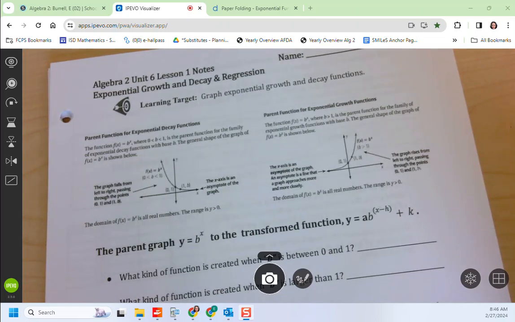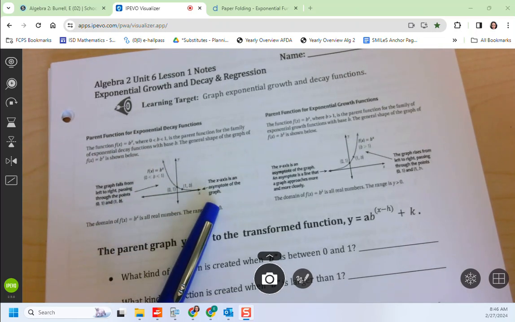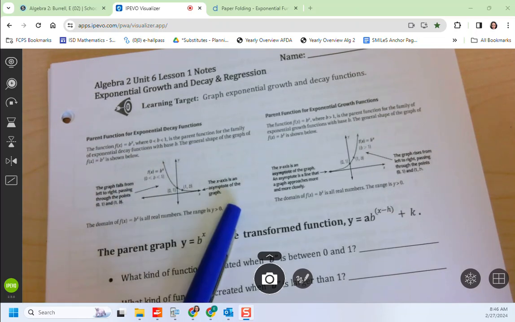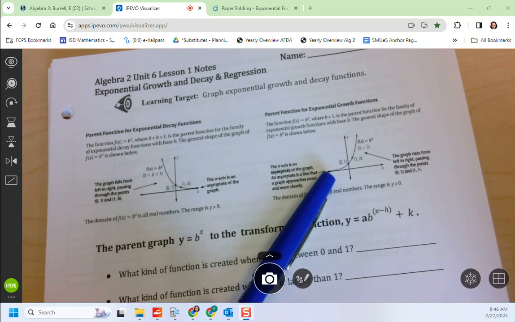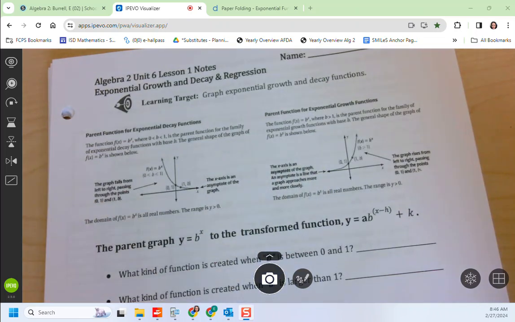The parent function for exponential decay functions. Remember, you saw a function like this when you were doing the area. The area was getting smaller and smaller exponentially. And then here's your parent function for exponential growth functions. Notice that the difference is when it's growing, the base, that b number underneath the x, is going to be a number that makes things larger. Like multiplying by 2 made things larger, and so that b number was a number bigger than 1. Multiplying by 2 makes things bigger.